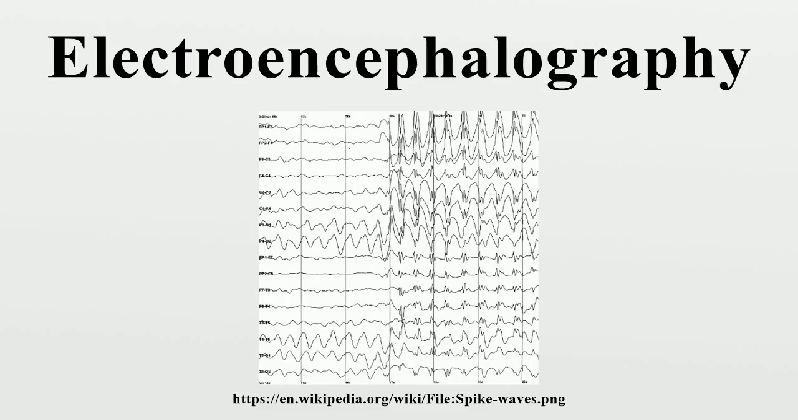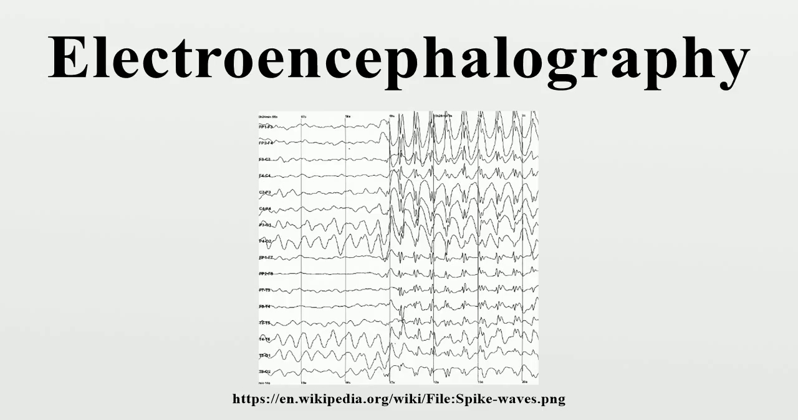EEG used to be a first-line method of diagnosis for tumors, stroke and other focal brain disorders, but this use has decreased with the advent of high-resolution anatomical imaging techniques such as magnetic resonance imaging and computed tomography. Despite limited spatial resolution, EEG continues to be a valuable tool for research and diagnosis, especially when millisecond range temporal resolution is required.